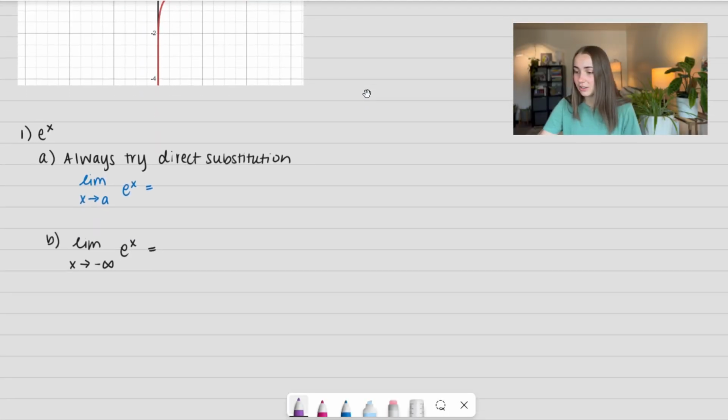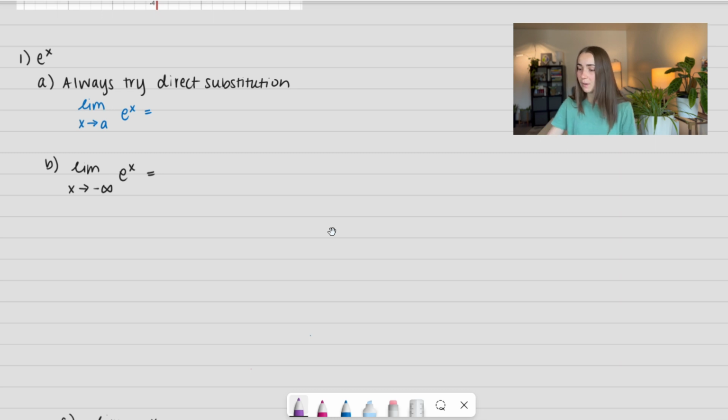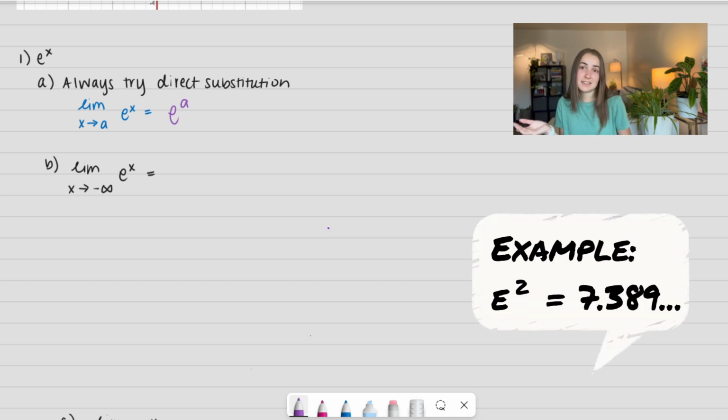Alrighty, so let's go ahead and look at e to the x first. I always suggest trying direct substitution, so if we have the limit as x approaches a of e to the x, just try plugging in whatever that value of a is. It's just going to be a number, right? Because e is just a number.